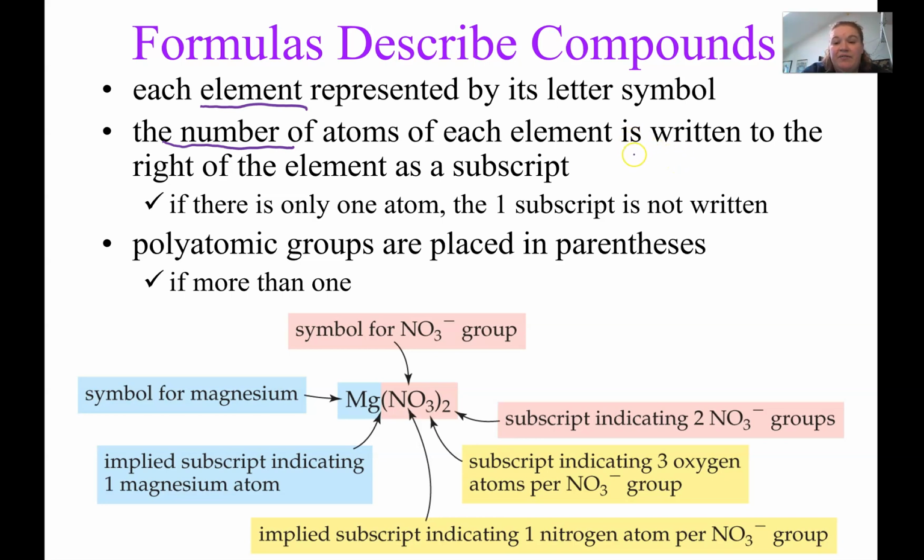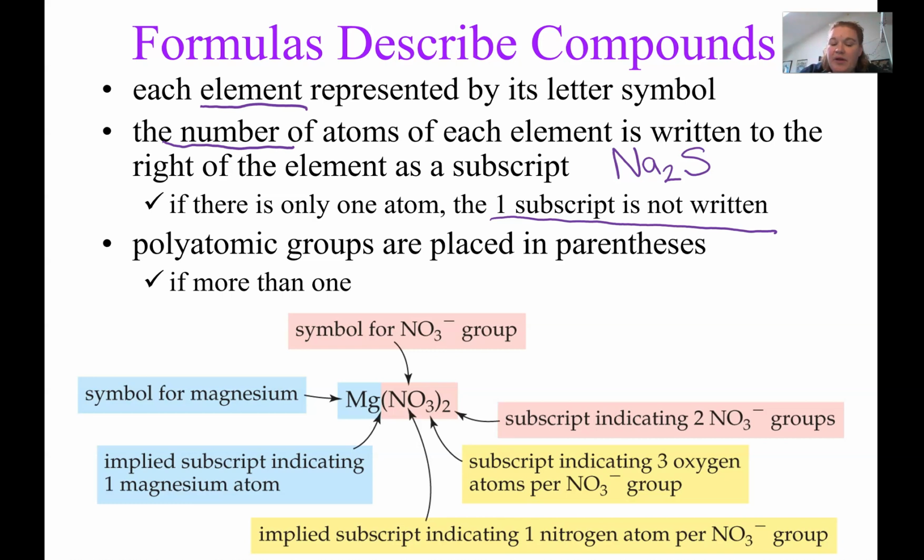So if we have sodium sulfide, we would write it like this. That tells us that there are 2 sodiums and there's only 1 sulfur. We don't write the number 1. It's implied. So if an element doesn't have a number next to it, then we know that there's just one of them.